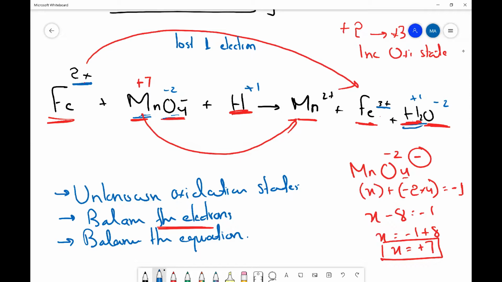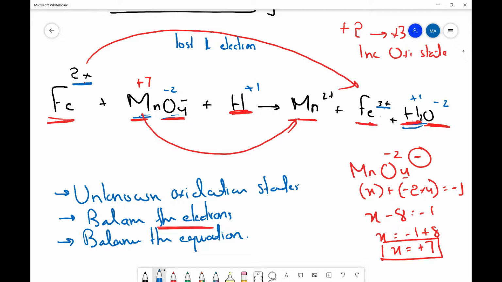And what are the other definitions of oxidation? One is increase in oxidation state. Then loss of electrons. Okay, so focus on this. Whenever the oxidation state increases, the electrons are lost. This is a fact. If your oxidation state is plus 1, this indicates that you have lost 1 electron.